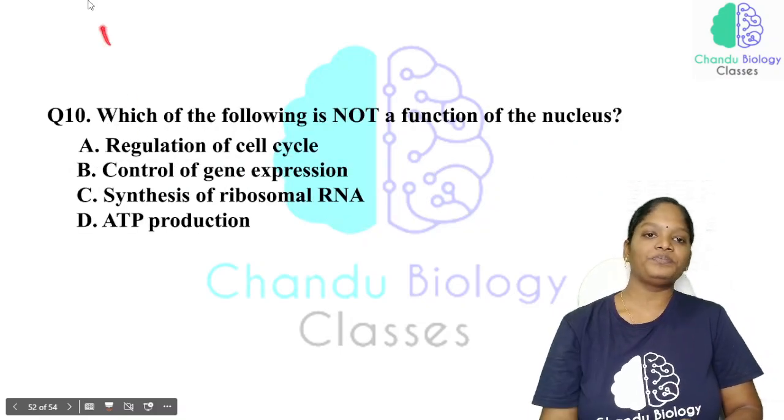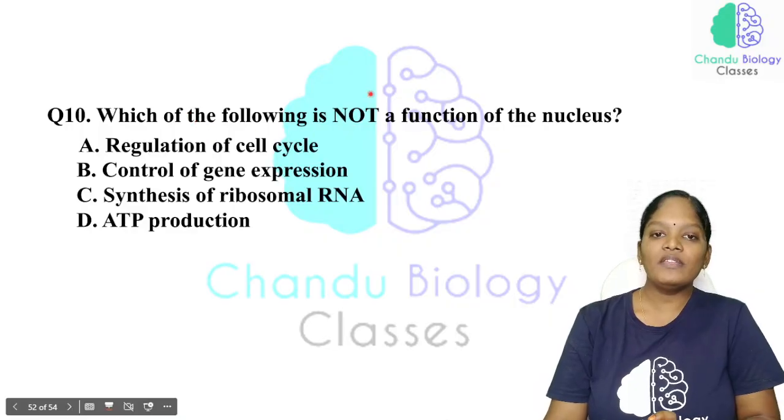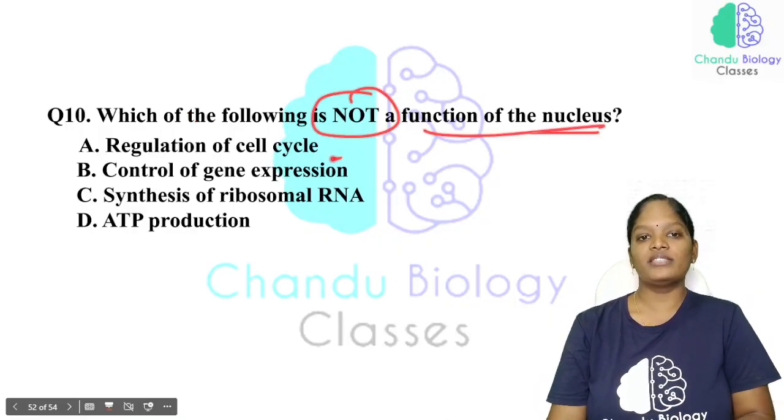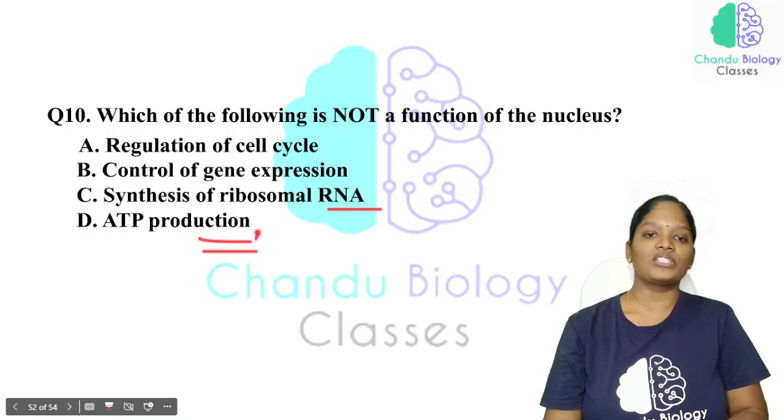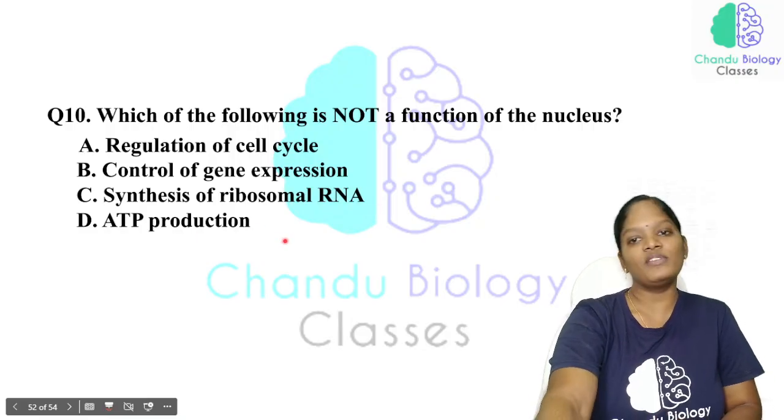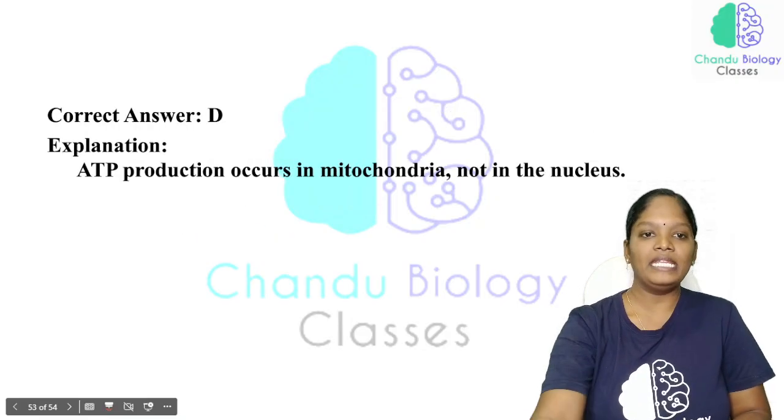Now the final question: which of the following is not a function of a nucleus? Regulating the cell cycle, of course it is a function of the nucleus. Control of gene expression, synthesis of ribosomal RNA, ATP production. So which is not a function of a nucleus? Obviously it will be ATP production.